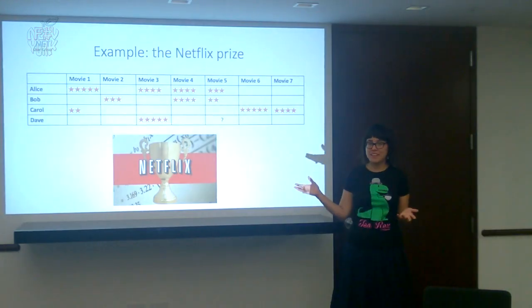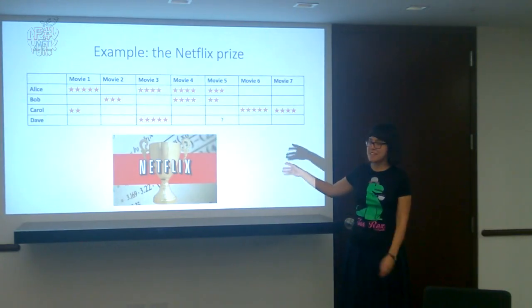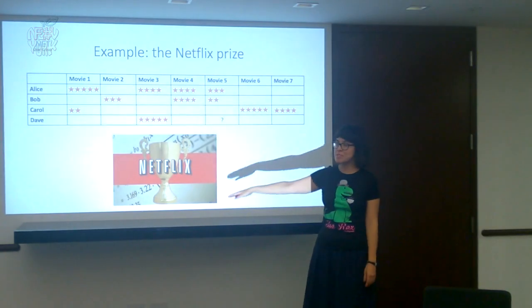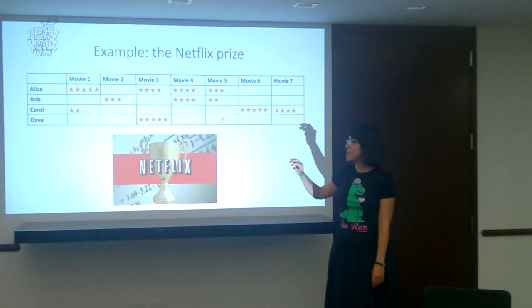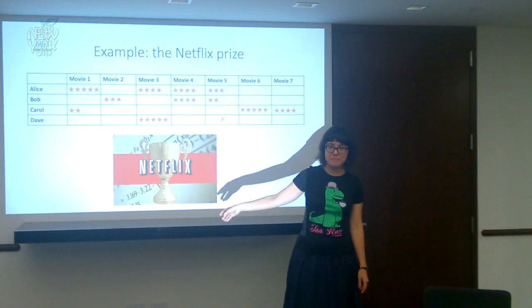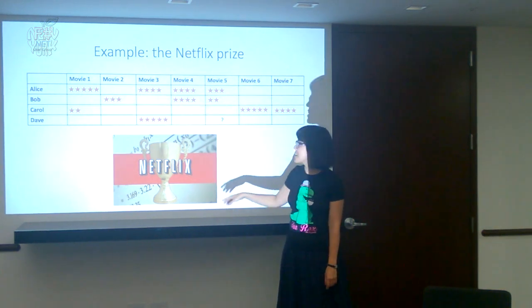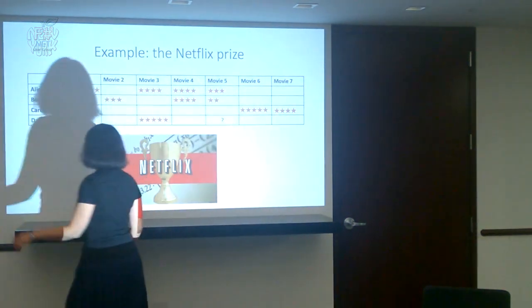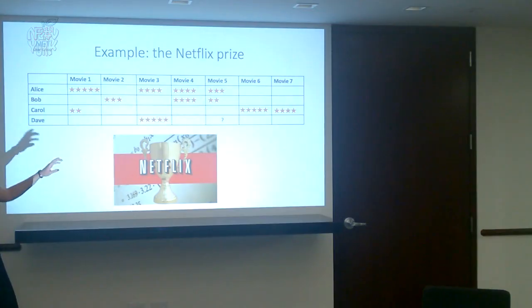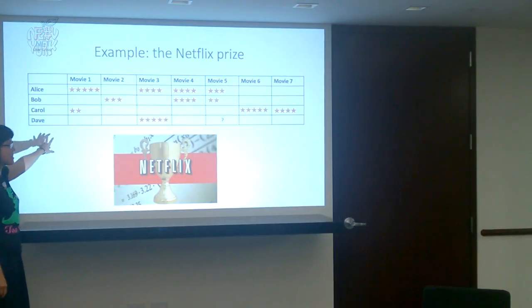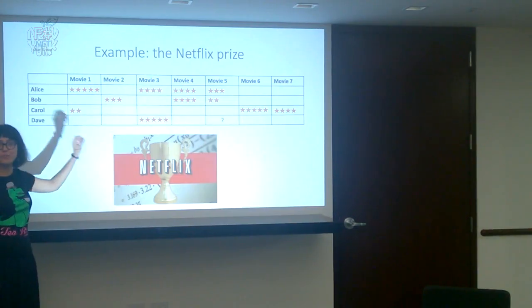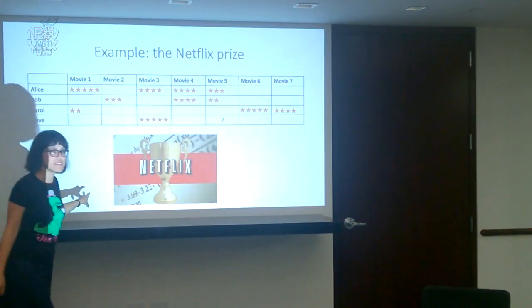So how does that work, actually? The problem setting is that you have some customers and you have movies, and each customer rates some of the movies. And the problem is that you might have thousands, millions of customers, and you can have hundreds of thousands of movies. So this matrix is very, very sparse, and you want to fill in the missing data.